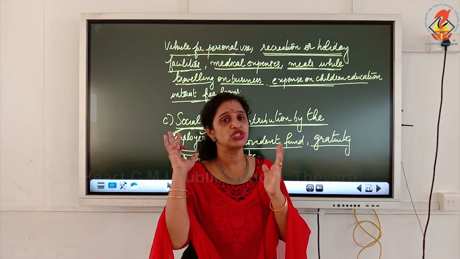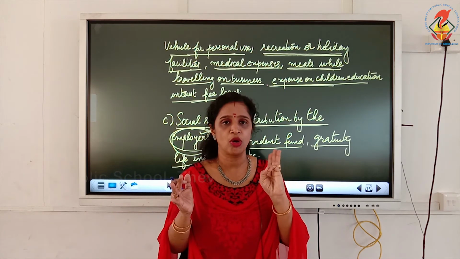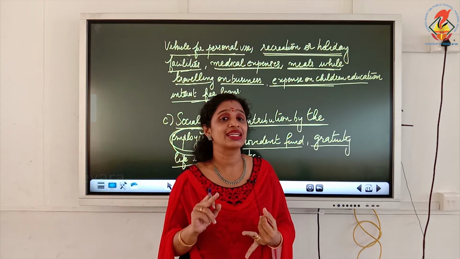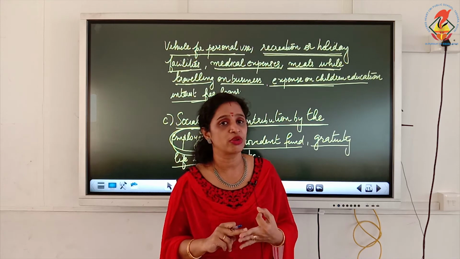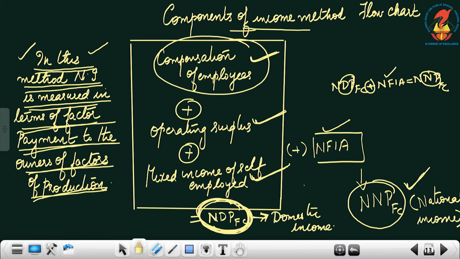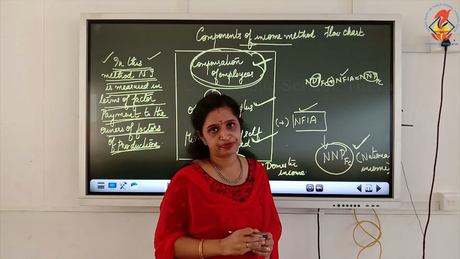So the first component, compensation of employees, consists of three main components. The first one is wages and salaries in cash, wages and salaries in kind, social security contribution by the employer. So in the flow chart, we have completed the first component, compensation of employees. It consists of three components: wages and salaries in cash, wages and salaries in kind, social security contribution by employers.